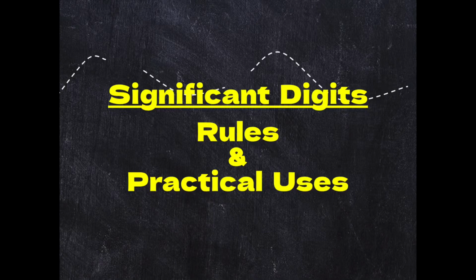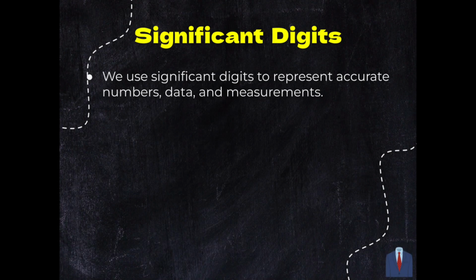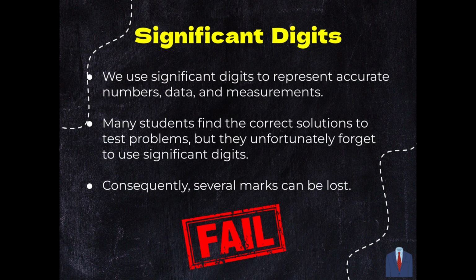In this video, we will be talking about the rules and practical uses of significant digits. We use significant digits to represent accurate numbers, data, and measurements. Many students find the correct solution to test problems, but they forget to use significant digits. As a result, several marks can be lost.